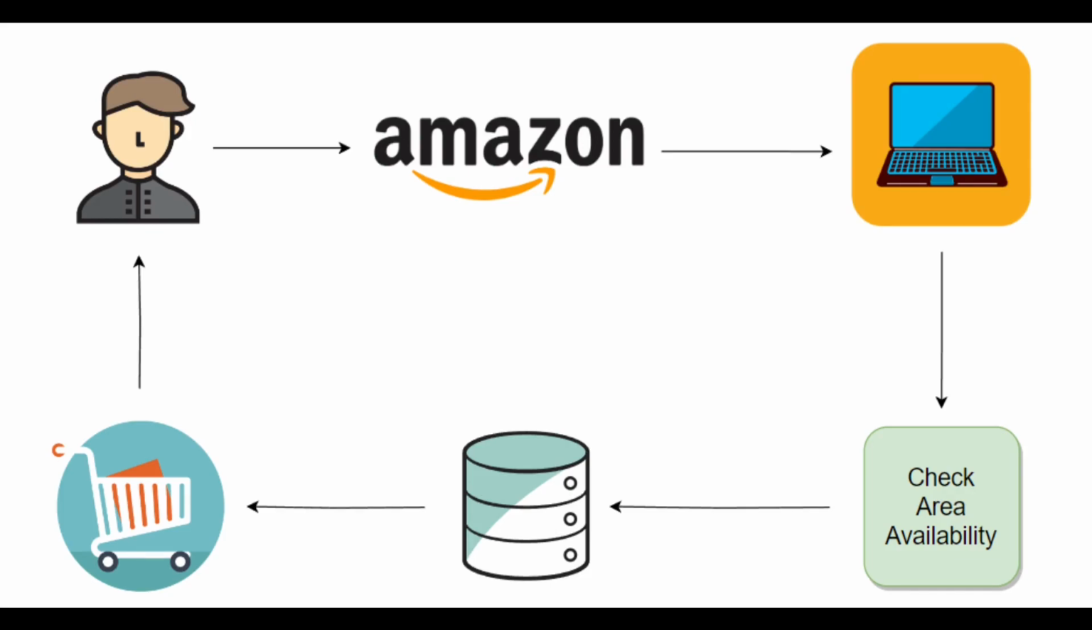A user is logging into Amazon on his laptop. Now to check the area availability, Amazon will go to the database to see if it could be delivered to the user's location or not.